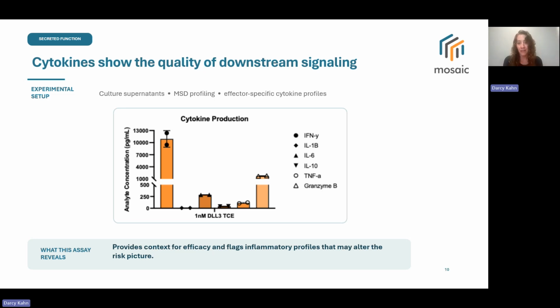Because IL-1 beta and IL-6 in particular, those are the cytokines that are most associated with cytokine release syndrome risk clinically. So this readout is giving us both an efficacy signal and an early read on inflammatory risk, and it's all happening in the same assay. So as I mentioned, it's just a lot of information to get for one experiment.